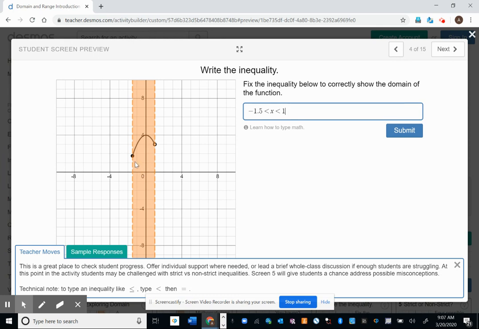The only problem is that over here, this is a closed point. So it's not just what's above the point or after the point, but it includes the point itself. Whereas over here with an open point, it doesn't include the value right there. So that's notated correctly, but here I need to add in an equal sign.